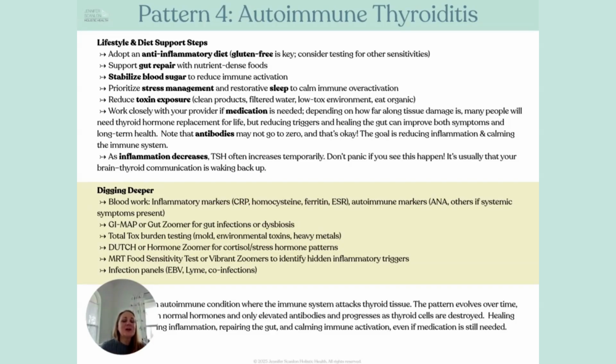We want to support gut repair with nutrient-dense foods because a leaky gut is a huge trigger to your immune system. We want to stabilize your blood sugar. That also helps us reduce immune activation and reduce inflammation. Prioritize stress management. We want to get really good sleep. Those can all help calm down our overactive immune system. Reduce your toxin exposure. Use clean products, filtered water, filter your air. Eat organic. If you have mold, get out of mold.